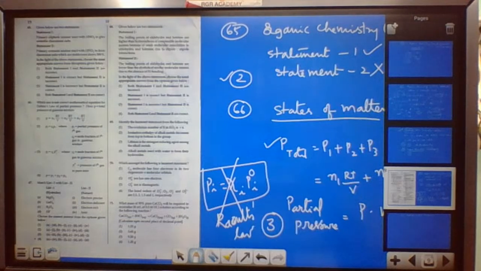So B option is 1. Sorry, B option is 1. X. B2H6, you know that's diborane.